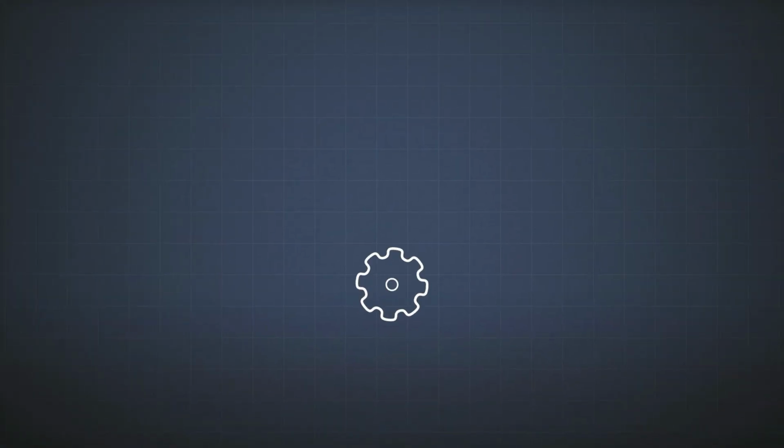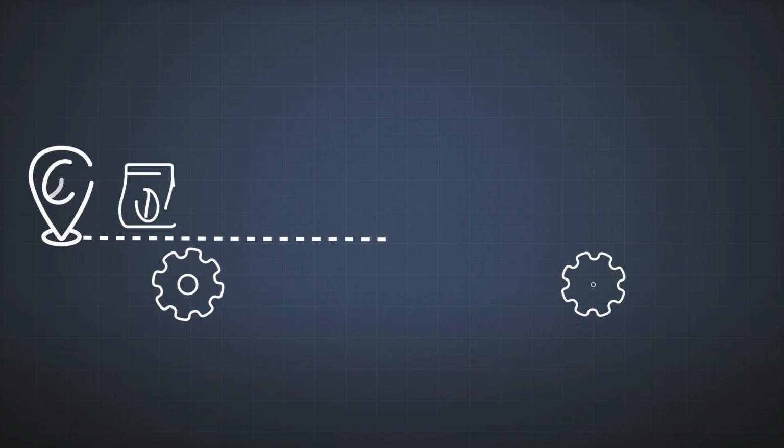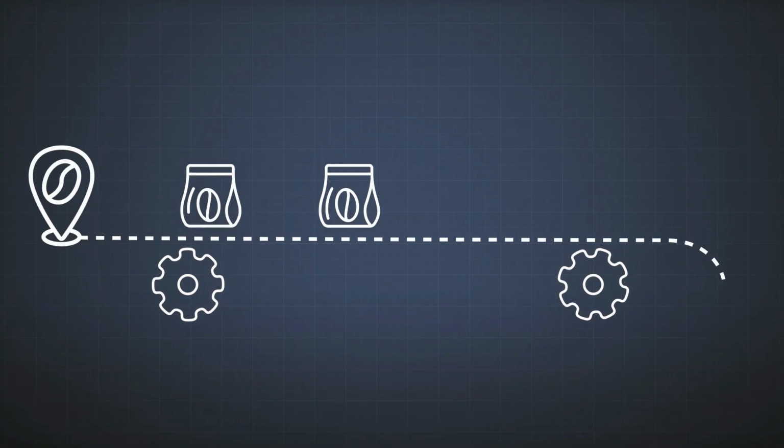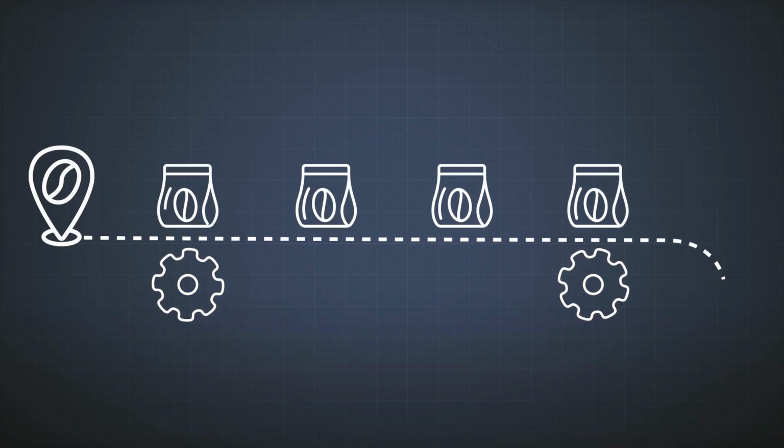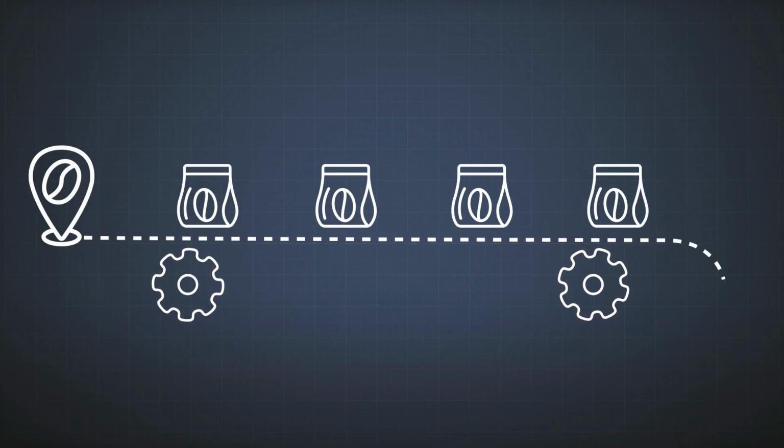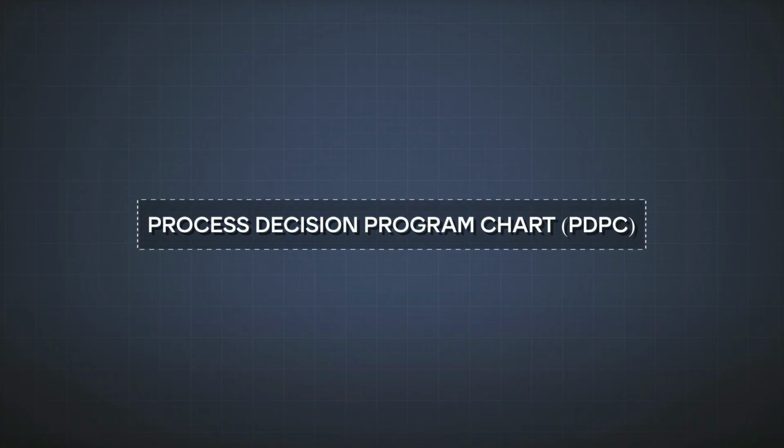All right, let's switch gears. Imagine you're about to launch a brand new premium coffee line. Exciting idea, right? But anyone who's managed a project knows this truth. Even the best plans can fall apart if you haven't prepared for the unexpected. That's exactly where the Process Decision Program Chart, the PDPC, comes in.